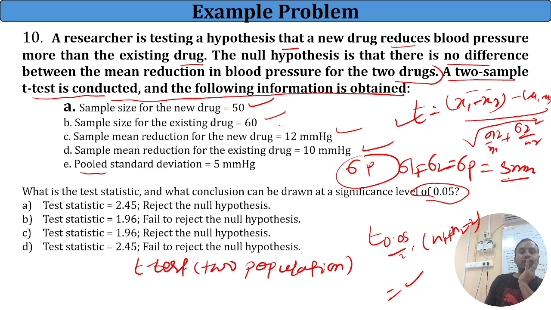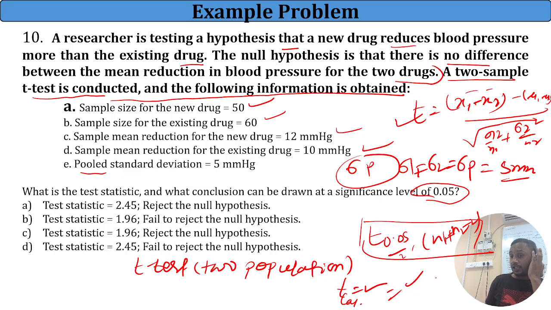So just put the values in that t formula, we'll get the value of t calculated. After that, we'll find t tabulated. We'll take from the table 5% significance level and 50 plus 60, 110 minus 2, 108 degrees of freedom. We'll get some value. So whenever the t calculated is more than t tabulated, we have to reject the hypothesis.